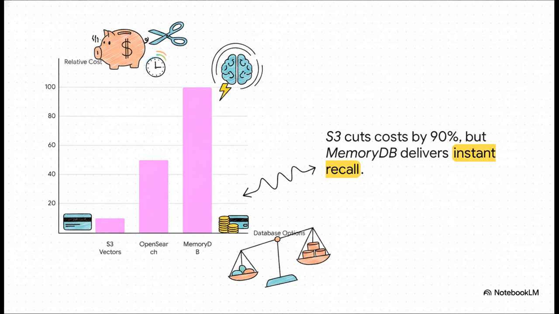Amazon S3 vectors can cut your vector storage costs by up to 90% compared to specialized databases, but you got to be able to tolerate slight delays in retrieval. On the flip side, Amazon MemoryDB demands a premium price tag, but it delivers absolute, instant recall for real-time apps. You're basically paying for exactly where your application needs to sit on this cost-latency curve.